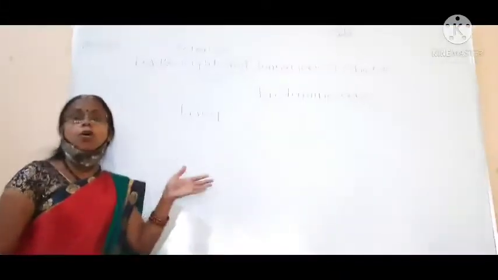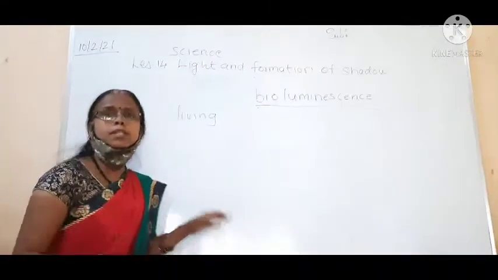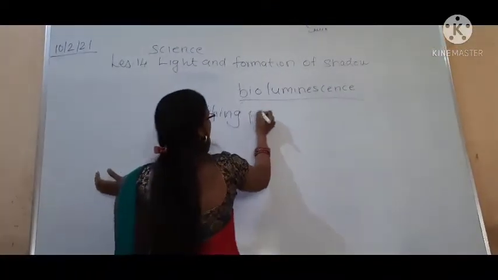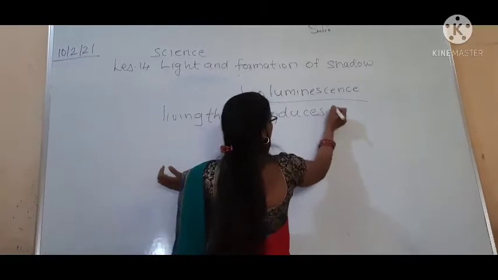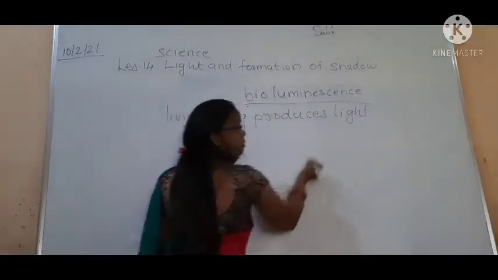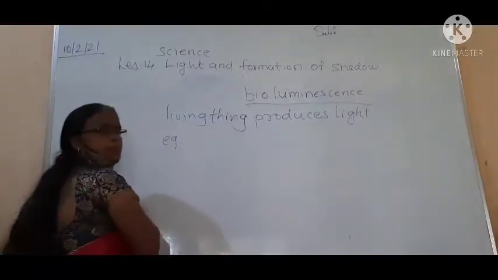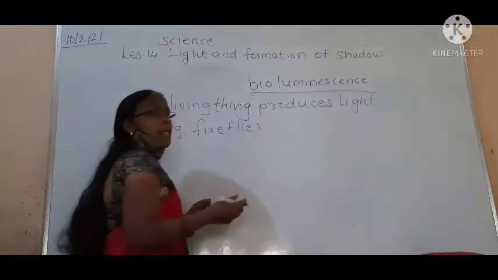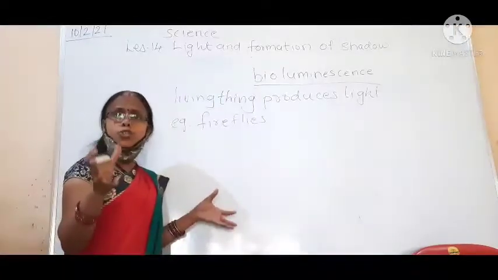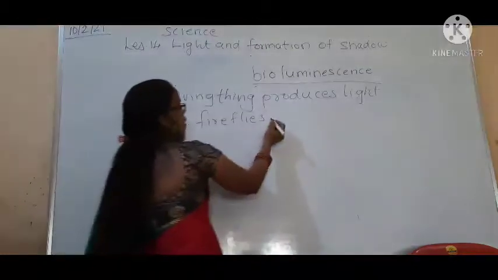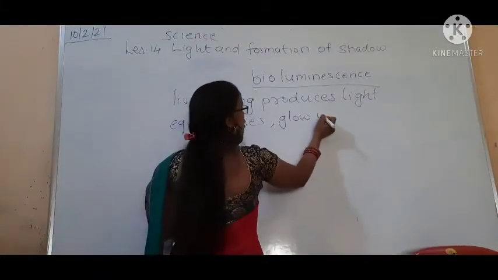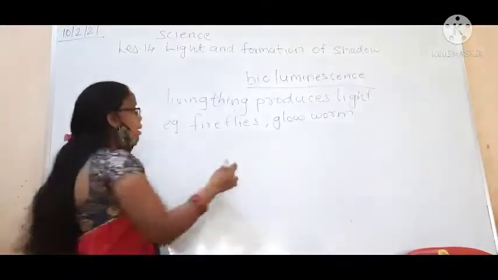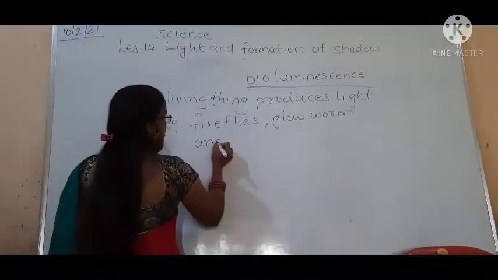Bioluminescence means living things that produce light. Example, fireflies. We can call them dhankal or jhuggun. Glowworms are another example. They produce light.